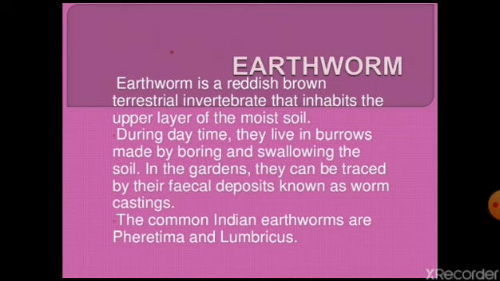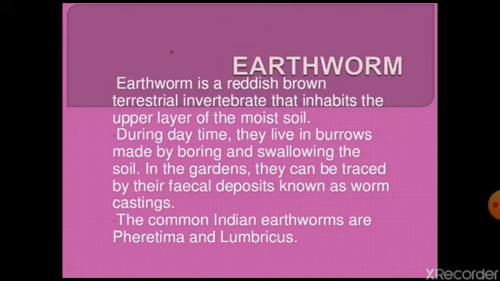You all might have seen an earthworm and noticed its external features. It is a reddish brown terrestrial invertebrate that inhabits the upper layer of moist soil, but during the daytime they live in burrows made by boring into the soil and swallowing it. In gardens, we can trace the earthworm by its fecal deposits, which are commonly known as worm castings.